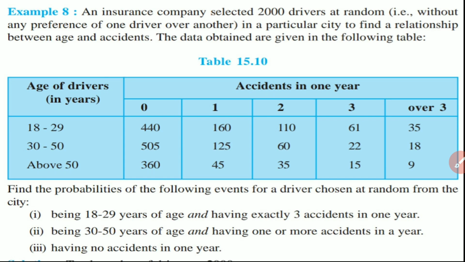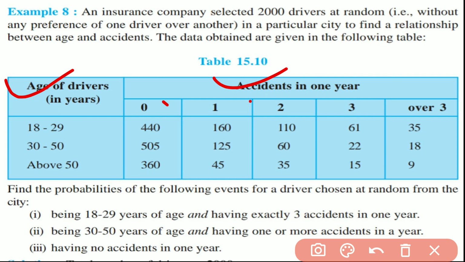What is the data given? This is the full question given to you on the screen. You can see the content here. The age group of drivers is given, and the number of accidents is given as 0, 1, 2, 3, 4 or 5 over the year. Between the age group of 18 and 29, zero accidents were done by 440 drivers in 1 year. In the same way, one accident was done by 160 drivers, then 110 drivers, 61 drivers, and 35 drivers. The first row is given for the age group of 18 to 29.